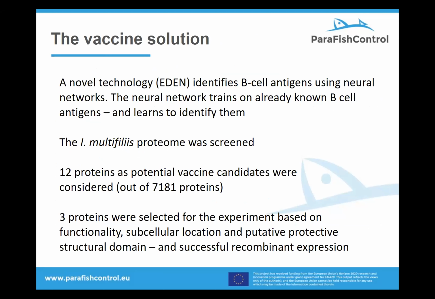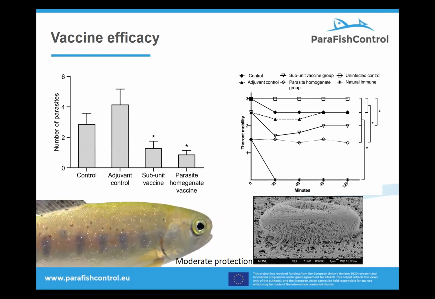This artificial intelligence computer program is called Eden, and it successfully identified a number of B-cell antigens. Actually 12 proteins were identified, and we tested some of these, and 3 of them looked a bit promising, so we continued with those. This is from our trial, where we had controls which were only injected with PBS, and then an adjuvant control with aluminium hydroxide, the subunit vaccine, and the old-fashioned parasite vaccine based on homogenized killed parasites.